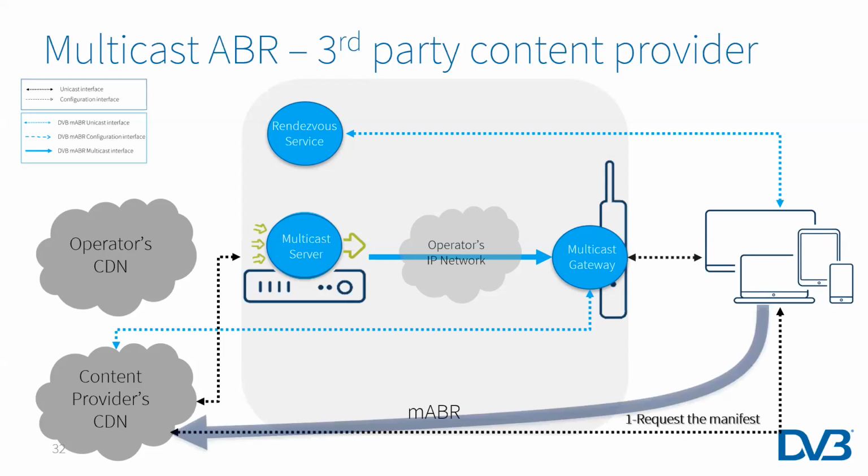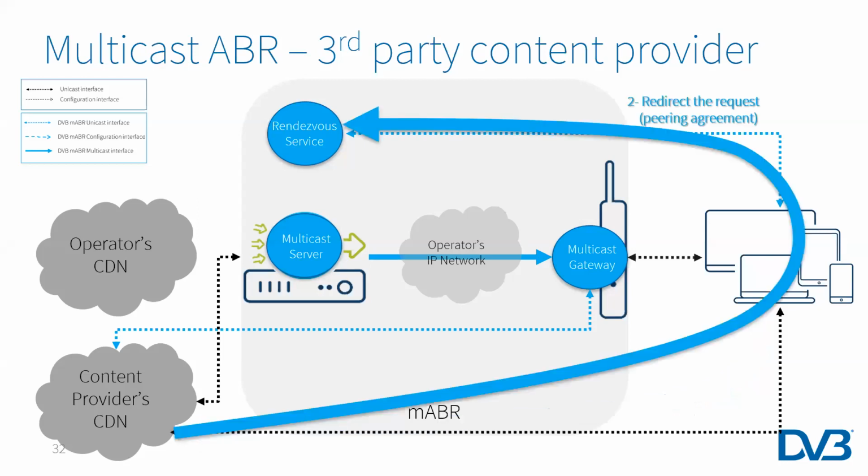So the way it works, the first request goes from the terminal to the content provider CDN. This one recognizes somehow that this request comes from a terminal that has the possibility to access a multicast gateway that belongs to, and is owned by, an operator the content provider has a peering agreement with. In that case, the request router, the entity in the content provider CDN, can redirect the request to the rendezvous service it is aware of.